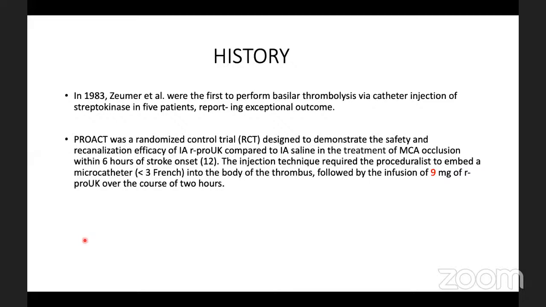were the first to perform basilar thrombolysis via catheter injections of streptokinase in 5 patients, and they had an exceptional outcome. On that basis, the PROACT trial was conducted. It was an RCT that recruited around 180 patients, on catheter-based interventions. The microcatheter was inserted, and 9 milligrams of rpro-urokinase was given to the patients, while the control had heparin. There was a recanalization rate of 66% and a hemorrhage rate of 10%. However, the trial didn't get FDA approval.